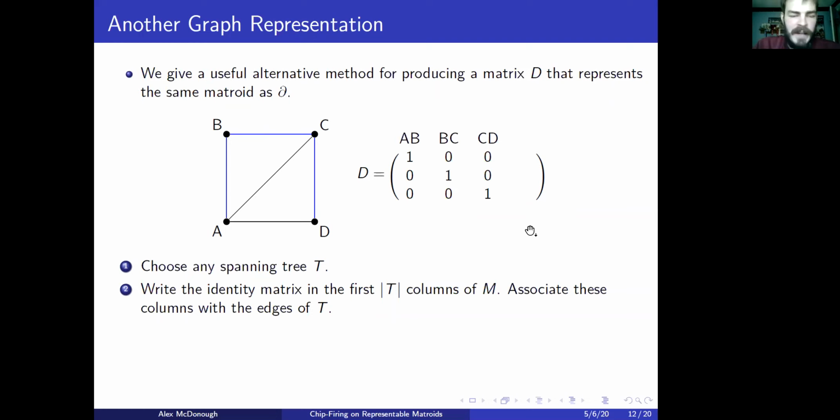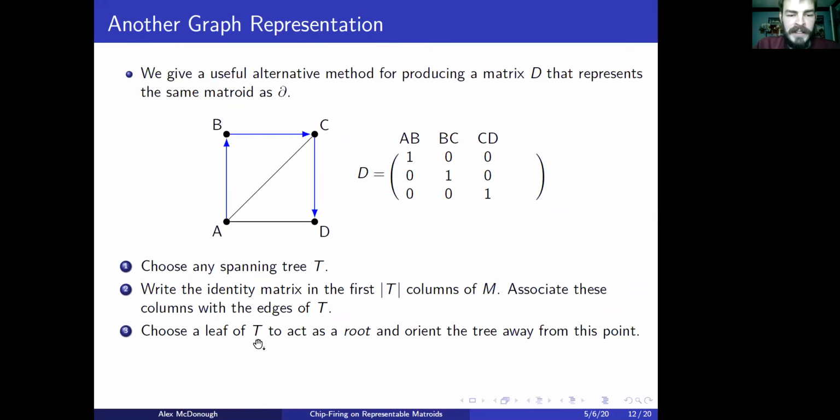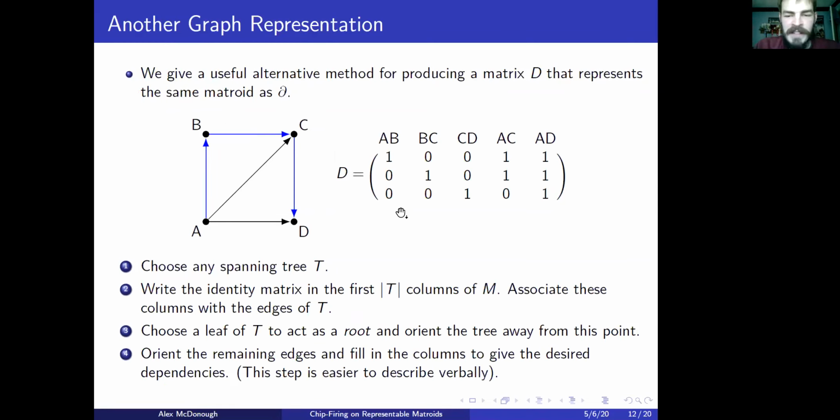So we start with the identity matrix. Then we're going to choose a leaf of T to act as a root, which is really funny from a botany perspective. And we're going to orient all of the edges away from this point on the spanning tree. So we have this orientation. And then this next step is easier to say than to write down. But the idea is we're going to fill out the remaining columns. Each one's going to correspond to one of these other edges that's not in our spanning tree. And we're going to give it an orientation and give it numbers that make it so that it's a circuit.